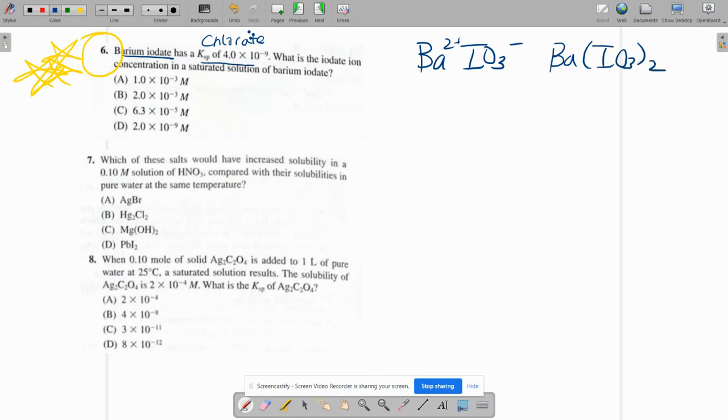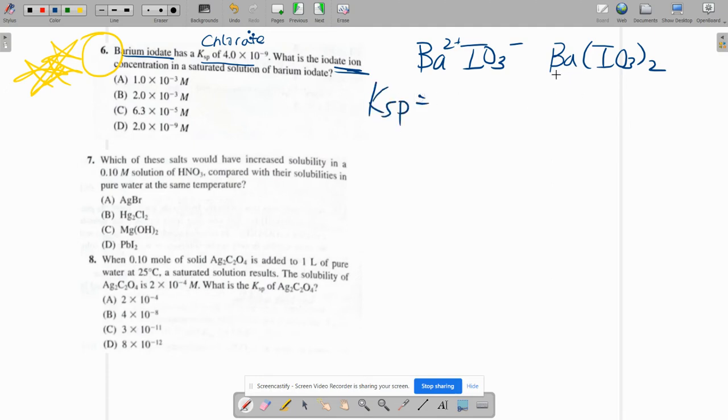The Ksp is 4 times 10 to the negative 9th. What is the iodate ion concentration? A lot of the previous problems, we did exactly the opposite. I gave you the X value and you had to come up with the Ksp. This one, I gave you the Ksp, and we need the X value. So let's go ahead and do that.